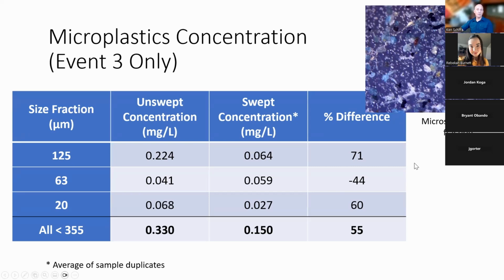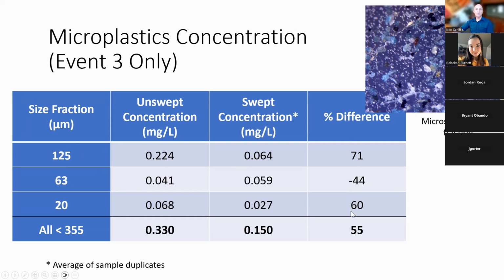These smaller fractions are the ones associated with a lot of the contaminant absorption. So the main thing to know is that for anything above 355 microns, sweeping or not sweeping really didn't make a difference for this storm event. Sweeping didn't help. But in these smaller size fractions, where a lot of the contaminant absorption occurs, we do see differences. At 125 microns, we're seeing a 71% difference between swept and unswept.